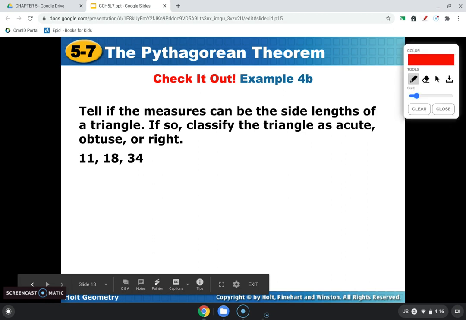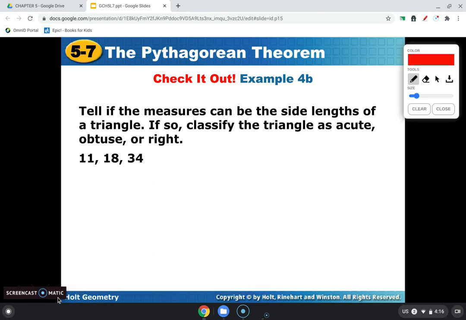Let's pretend that this is 25. So 11, 25, and 34. So 11 plus 25 is 36. That's bigger than 34. So yes, that can be a triangle.